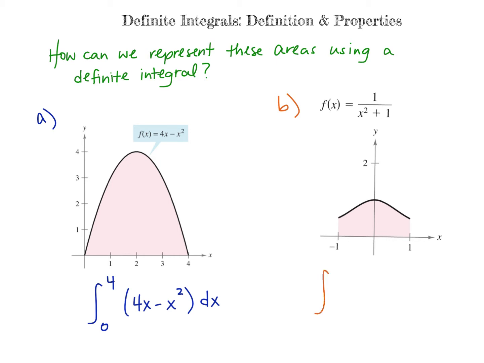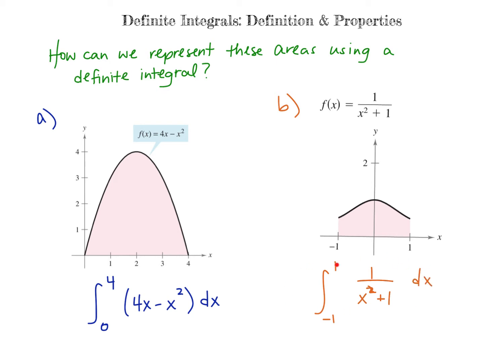Except this time, our lower limit of integration is -1 and our upper limit is 1. We want to find the area underneath the curve down to the x-axis that's bounded between x equals -1 and x equals 1, these vertical lines here. The function is defined as 1 over x squared plus 1, so we'll write that in here. And this is not more than one term separated by a plus or minus. It is a quotient, so we do not need parentheses, and we'll put our dx there.